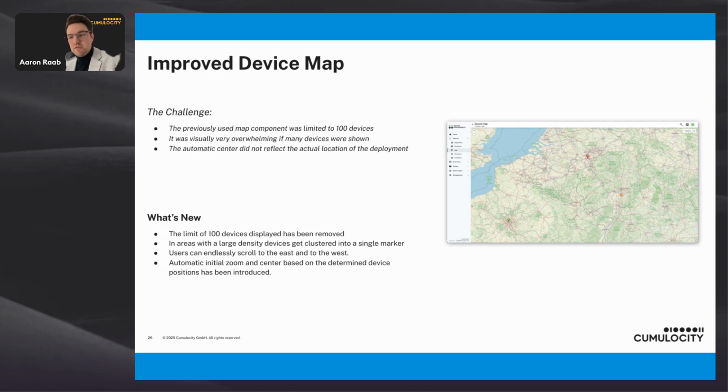So we overcame the limitation of the number of devices. You can define your own center. So if you have a deployment in Australia, you don't need to start in Germany, but can have a direct center in the area of your deployment. Also, in dense areas with a lot of devices per square meter or so, we aggregate these and show them via one marker. So it is also way easier for a user to consume and get an overview of where your devices are.